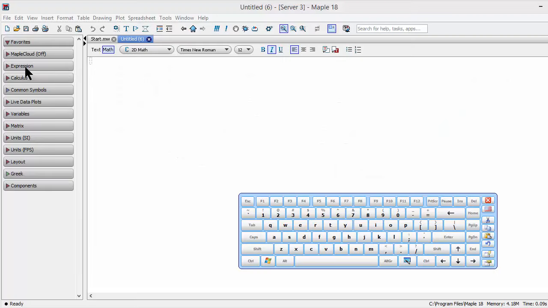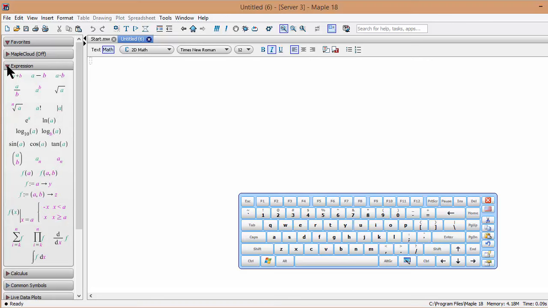To insert a symbol, you can use palettes or symbol names. In order to enter the fraction symbol in the Expression palette, click the fraction item. Maple inserts the fraction item, and then type sine x plus cosine x over x squared minus 3.